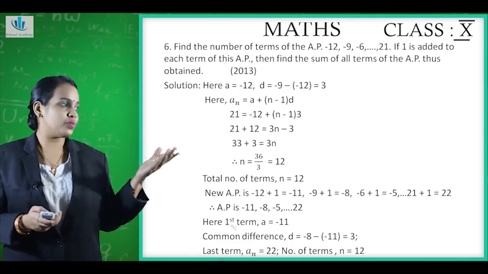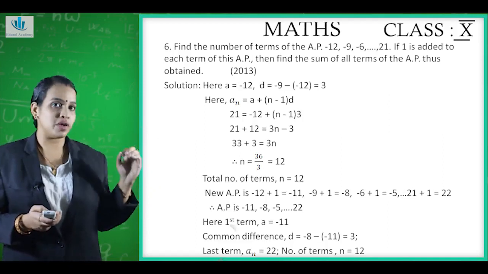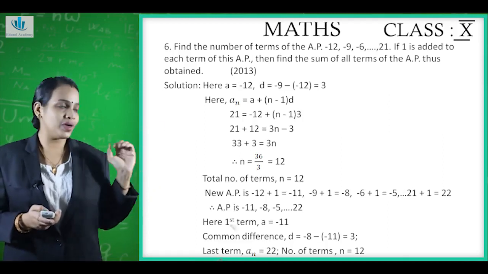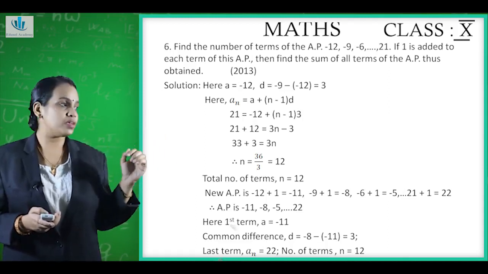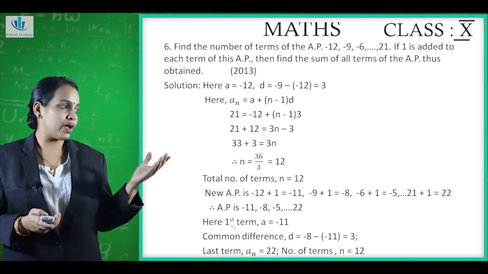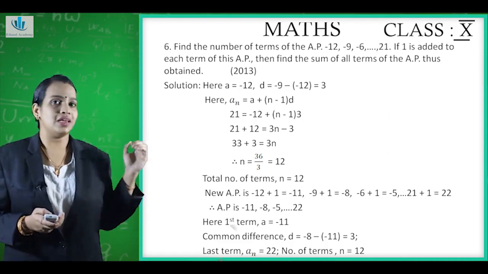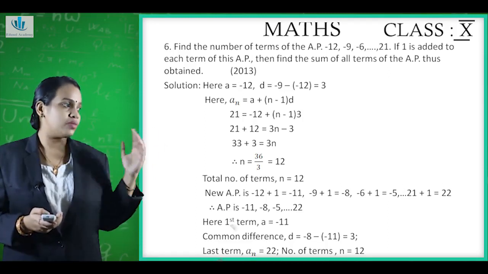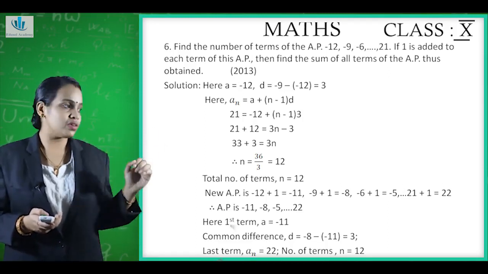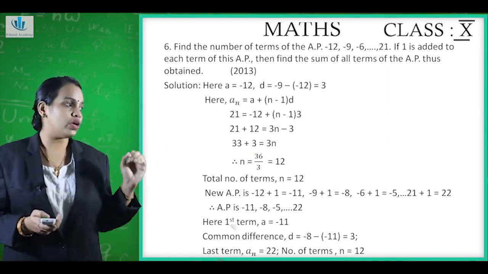So 21, when we put the minus 12 on the other side, it becomes plus 12. So 21 plus 12 is equal to, when we open the bracket, 3n minus 3. Now 21 plus 12 gives 33. The minus 3, when it goes on the other side, becomes plus 3. So 33 plus 3 is equal to 3n. 33 plus 3 is 36. When we take 3 on the other side, it becomes divide. So n is equal to 36 upon 3, which is equal to 12. So our n is equal to 12.